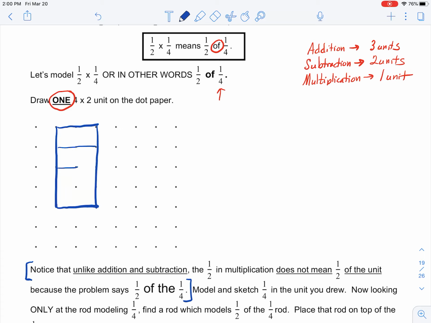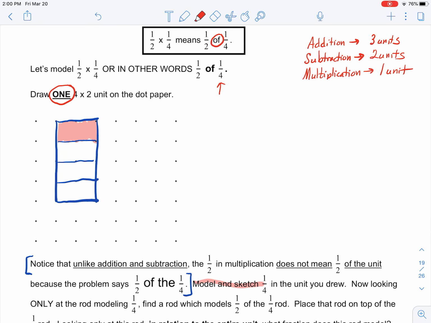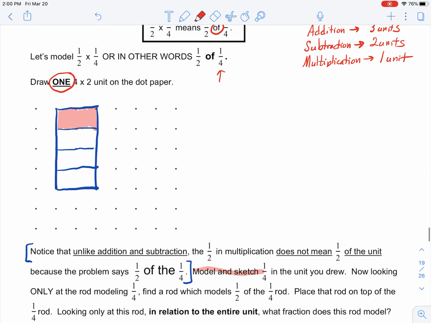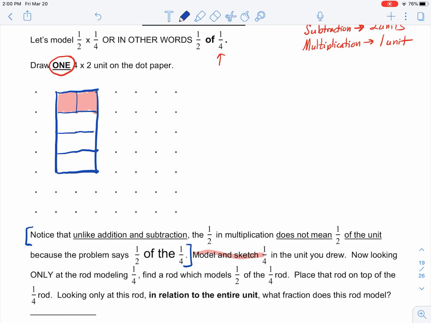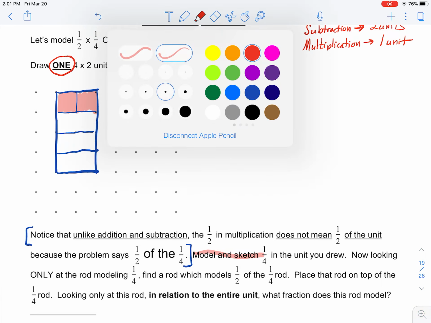So I'm going to break this into fourths and I'm going to model 1/4. That's the first thing I do, is model the 1/4. It's this right here. Now I'm going to focus just on the 1/4 and I want to model half of the 1/4. To model half of the 1/4, I divide it in half. That's 2 parts. And then I just need to model part of this. Now, 1/2 of it. I would put a rod on top of it.